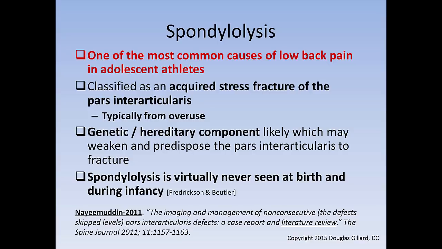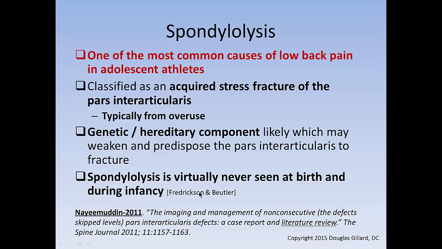They are not born with a spondylolysis. This is something that is acquired after birth. And we'll talk about Fredrickson and Beutler, or actually a little bit about it right there. They're virtually never seen at birth. They performed x-rays of 500 brand new spanking newborn babies in a row. Don't ask me how they ever got permission to do that.